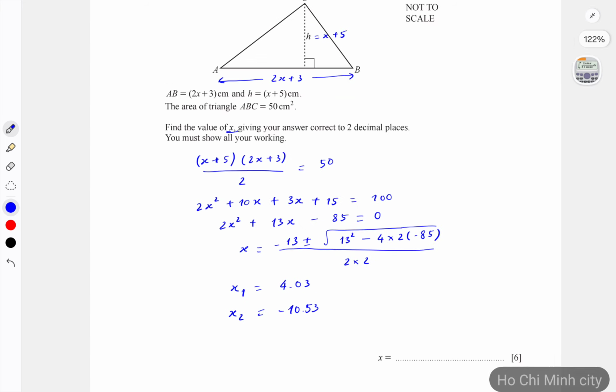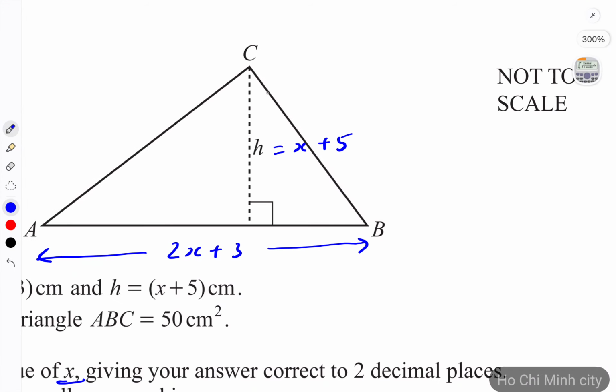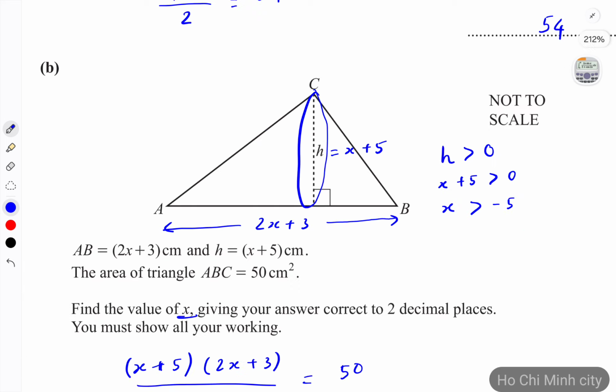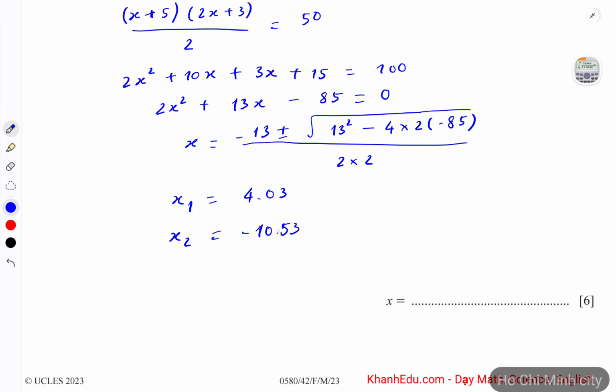All right, but as you know, the value of x, because when we talk about the height of a triangle, the height has to be greater than 0. So x plus 5 greater than 0, or x is greater than negative 5. So one of the answers would be the wrong one. So x2 would not be considered as a correct answer. And this one is eliminated. All right, so x is 4.03.